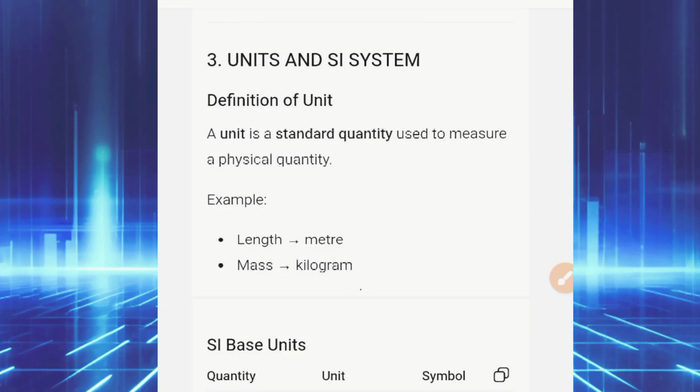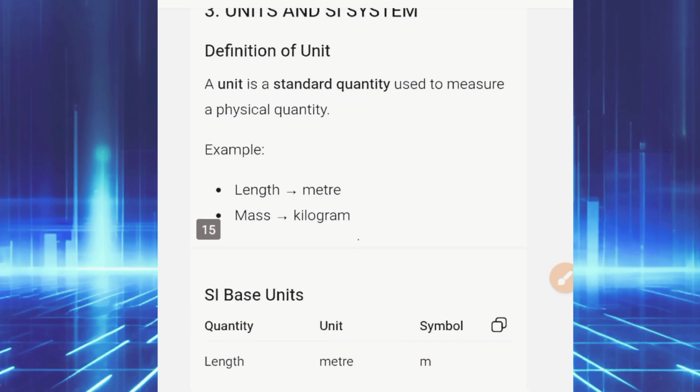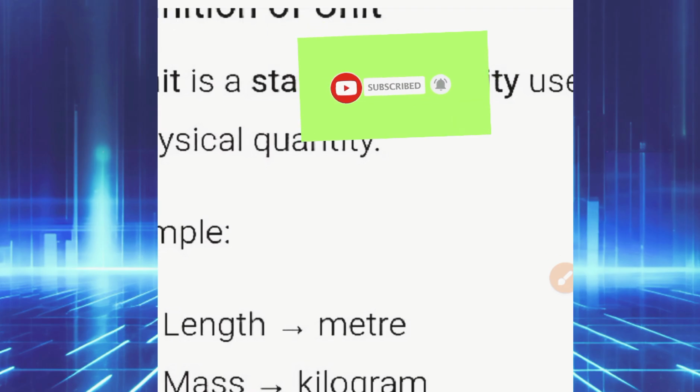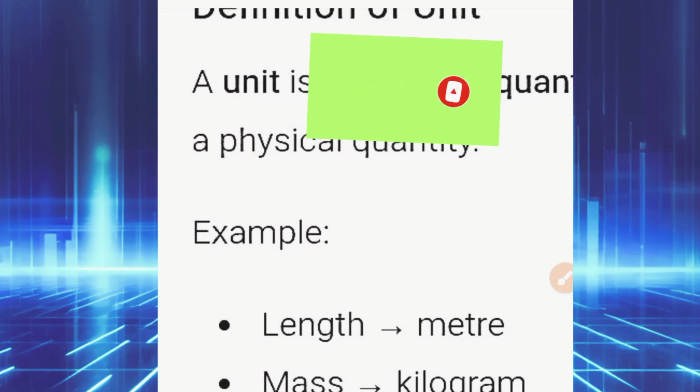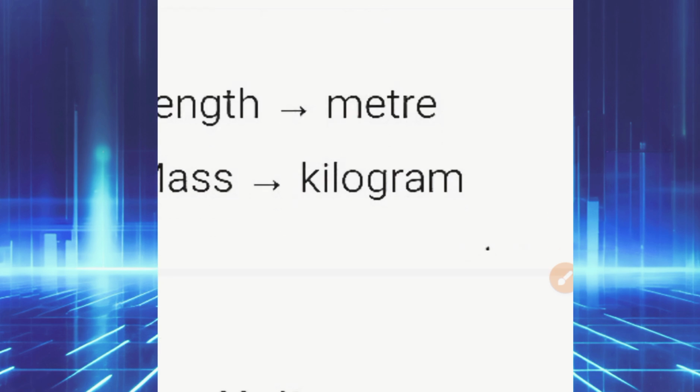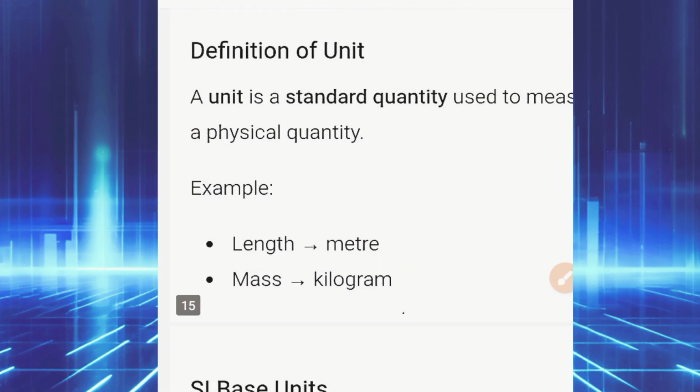Now, an example is length. The unit of length is what? Meter. The unit of mass is what? Kilogram. The unit of length is what? Meter. The unit of mass is what? Kilogram. We have a lot of them. We have some basic units.